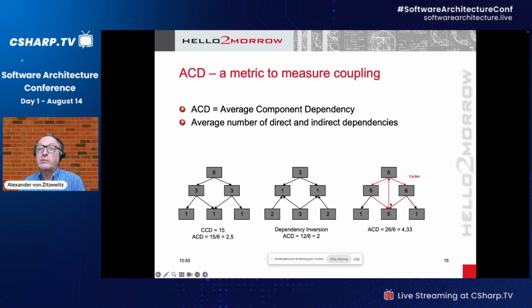And here we see what happens if you just add one dependency that would create 2 cycles, one to the left, one to the right. Then we get a much worse value of 4.33, which is pretty close to the maximum of 6. So cyclic dependencies are always making average component dependency worse.